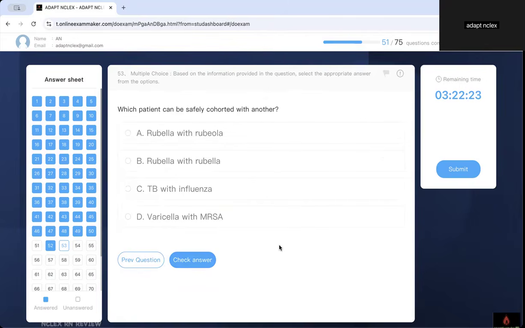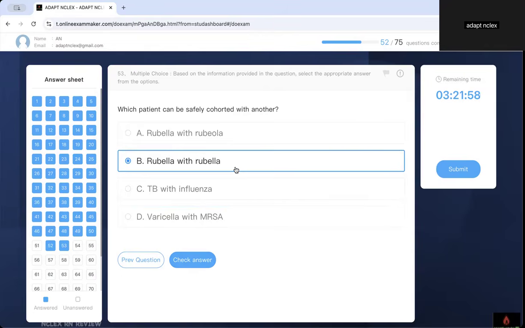Number 53. Which patient should be safely cohorted with another? What is the concept? Same organism, not the same precaution. Rubella and rubeola have similar names, but they are not the same. TB with influenza, not the same. Varicella with MRSA, not the same. What are we going to pick? Rubella. It has to be the same organism, not the same precaution.